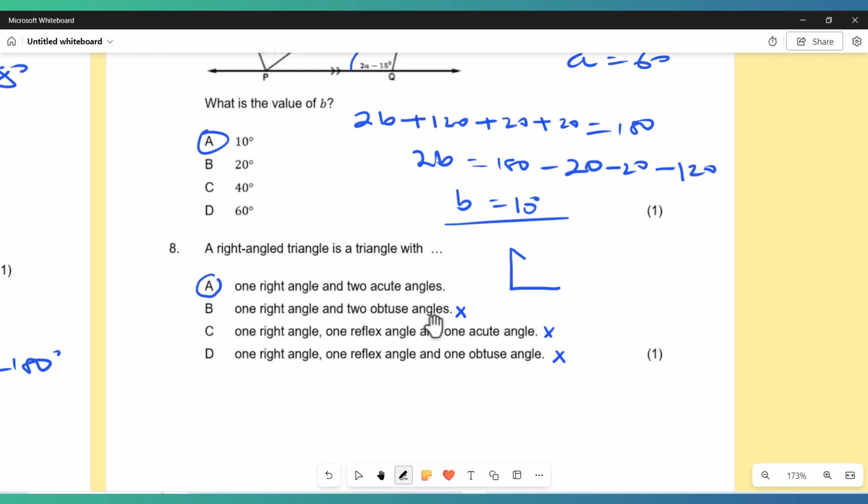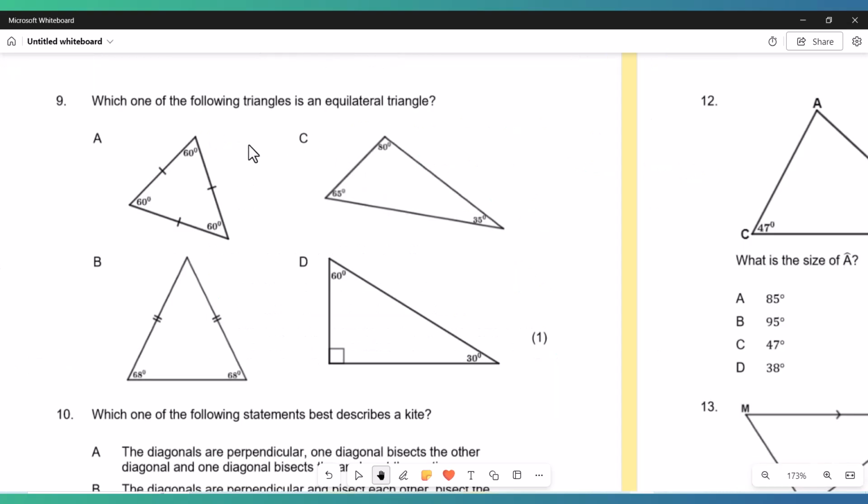Like in this case here, we can have our 90 degrees. This is acute and acute. So the answer is A. The answer is A here. Okay. And then in this case, yes, question 9. They say which one of the following triangles is an equilateral triangle? Now this equilateral, the sides are all equal, also angles are 60 degrees. So you see these are 60, 60, 60, and the sides are equal. So the answer must be A.